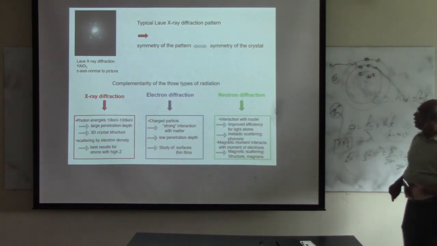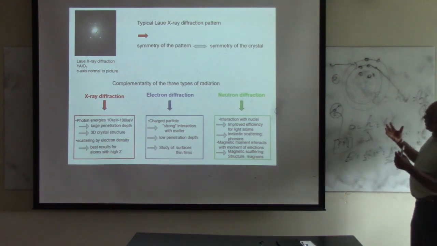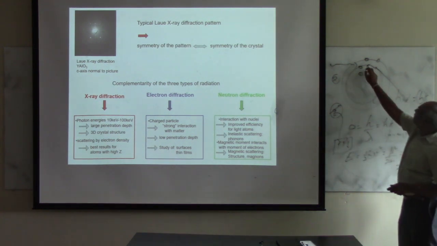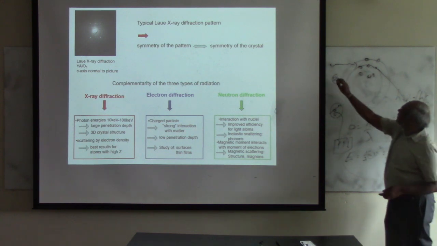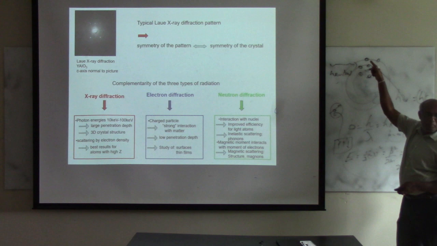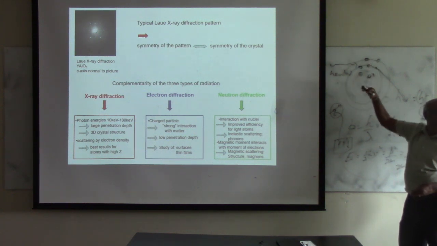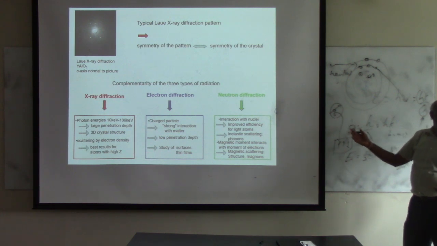So then also, since the neutron is neutral, it doesn't interact with the electrons. They are not basically interacting with these things. That means neutron works better for low Z material.